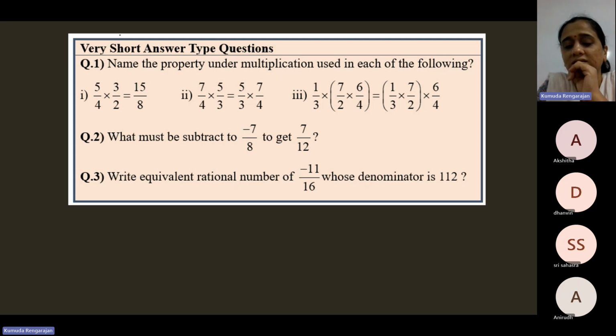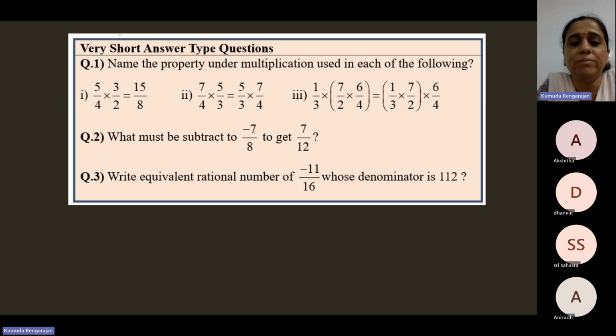Akshita said closure property. I want you to complete it. Closure property, complete it. You need to use certain other terms. The multiplication of two rational numbers is always a rational number. Correct. Rational numbers are always closed under multiplication. Or as Anirudh said, the product of two rational numbers is a rational number. Correct. The product of two rational numbers is always a rational number.